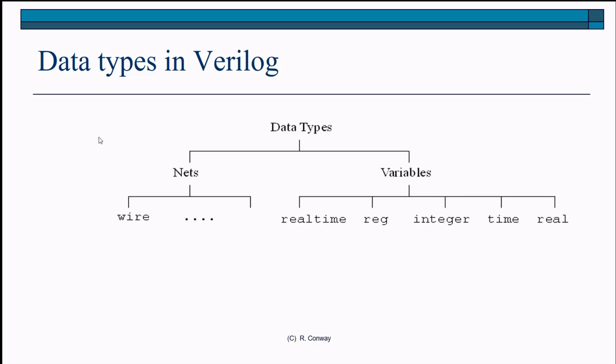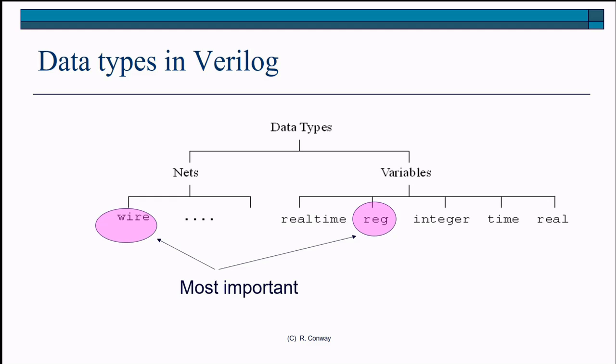There are 2 groupings for data types in Verilog, the net group and the variable group. The only type in the net group that's of interest to us is the wire type. Wire is a keyword in the language. In the variable group, the most important type for our work is the reg type, but we will encounter the other types such as time and integer later in the course. Reg is also a keyword in the language. So for the moment, our focus will be on the most important types, the wire type and the reg type.